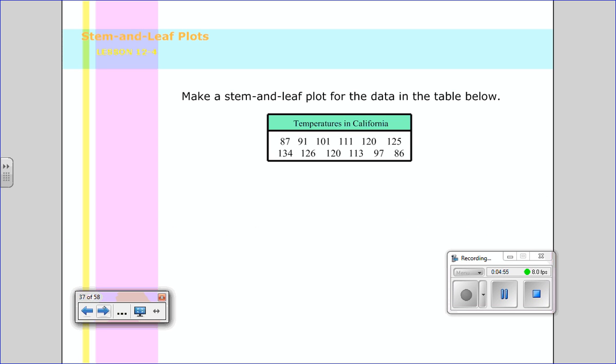So now we have this one. Make a stem and leaf plot for the data in the table below, telling us about the temperatures in California. I would like you to go ahead and do this. First, you're going to have to start by making your stem and leaf. Put your stem in order and then do your leaf. I'm going to give you a few minutes to do this. When you're all done, please come back and check your answer. So pause me now.